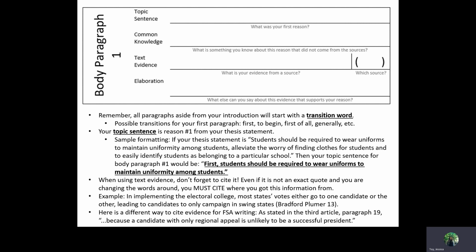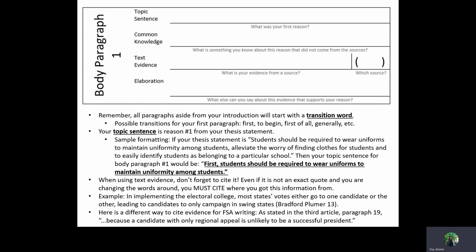Okay, and that is how your thesis can get 25% of your paper done, because it writes each topic sentence and it gives you a sentence in each of your paragraphs, okay? When using text evidence, do not forget to cite it. Even if it is not an exact quote and you are changing words around, which is called paraphrasing, you must cite where you got this information from. If it is not information that was already in your brain, you must cite it. That is how a lot of people are getting flagged for plagiarism, okay?